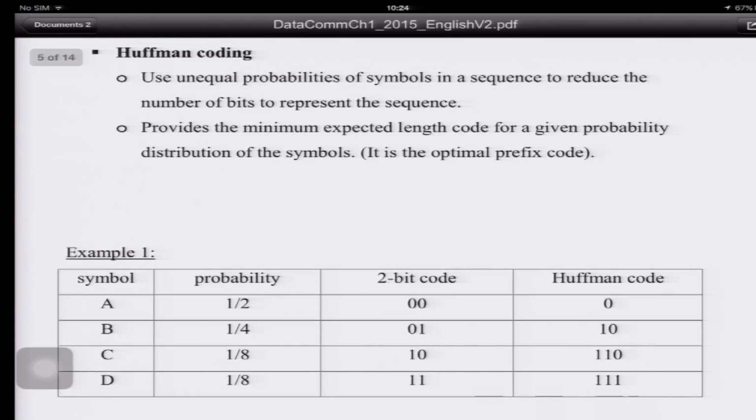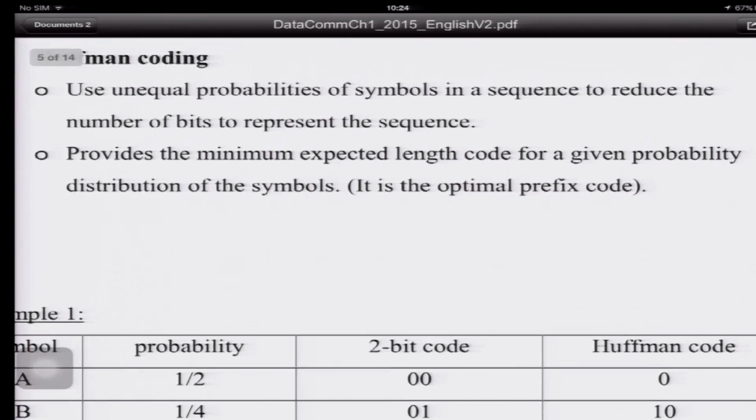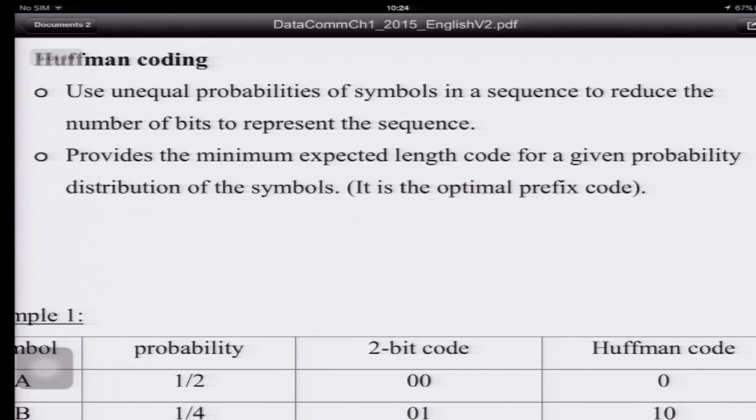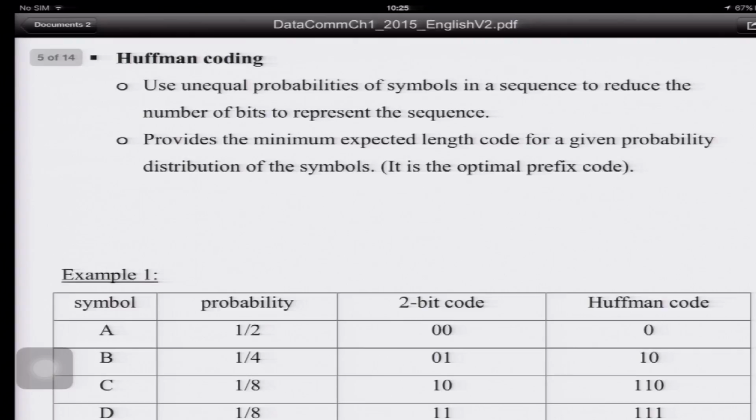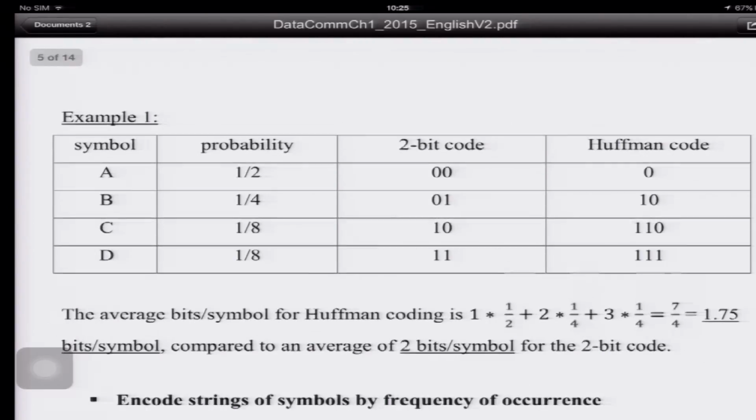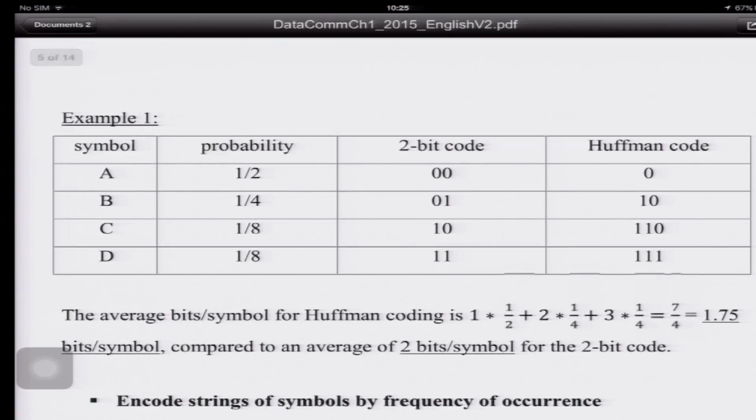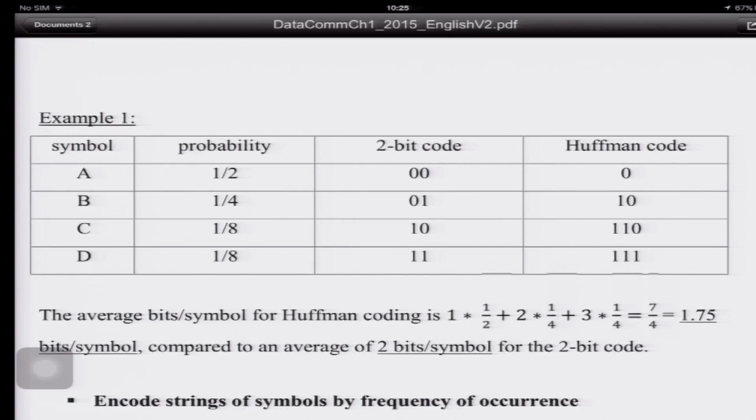Huffman coding is optimum. It's called an optimum prefix code because it provides the minimum expected length of the code, or the average length of the code, if you know the probability distribution of the symbols. For example, if you have A, B, C, D as symbols, and the probabilities that they occur are 1/2, 1/4, 1/8, and 1/8 respectively.